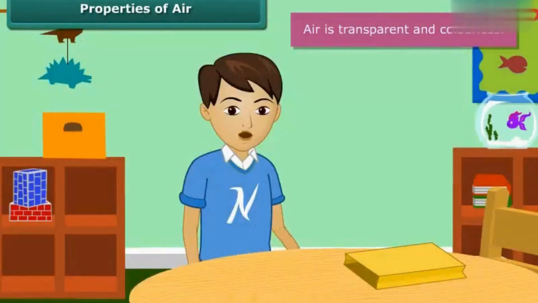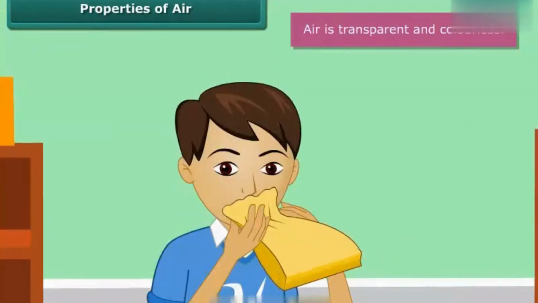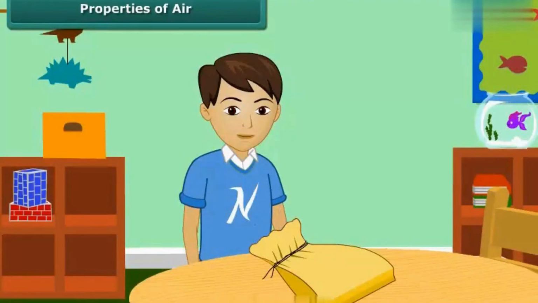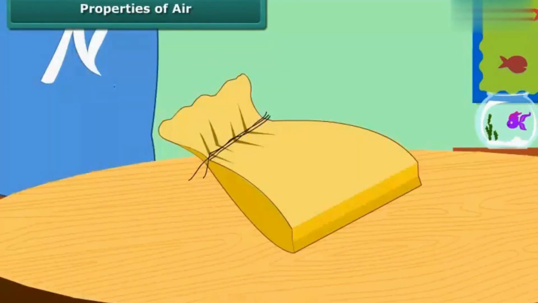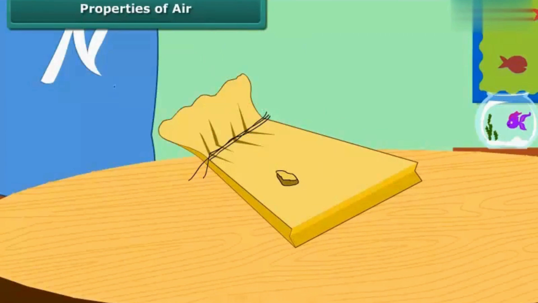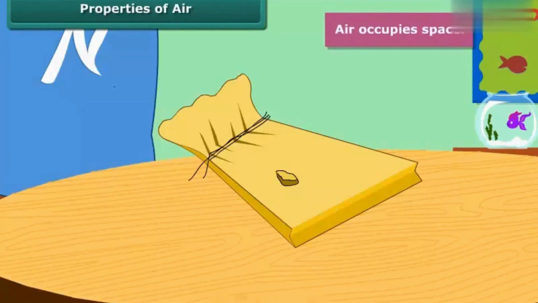Take a paper bag. Blow air into it and seal its mouth. Does the bag appear bloated? Now make a hole in the bag. What happens? The bag shrinks in size and finally becomes flat. This is because the air that was inside the bag has escaped through the hole. This activity shows that air occupies space.